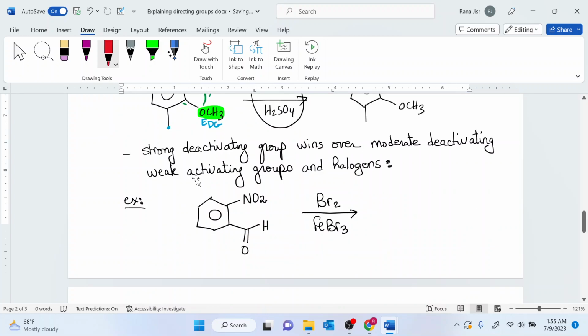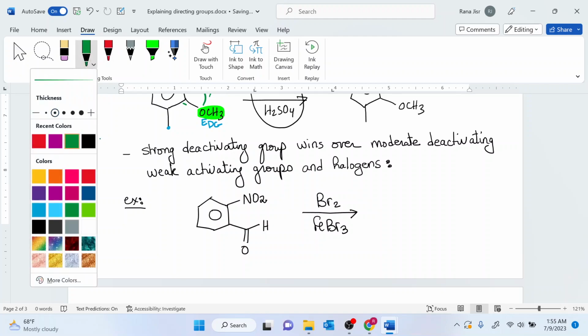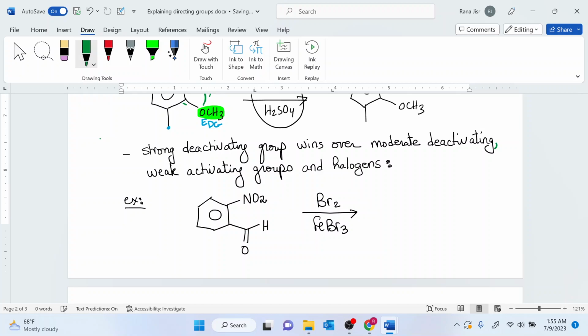The second rule is that if we have deactivating groups that are very strong, then those strong deactivating groups are going to win over the moderate deactivating groups, over weak activating groups, and over halogens. So they're going to win over everything in there that is not a strong activating or a moderate activating group. So let's have an example.